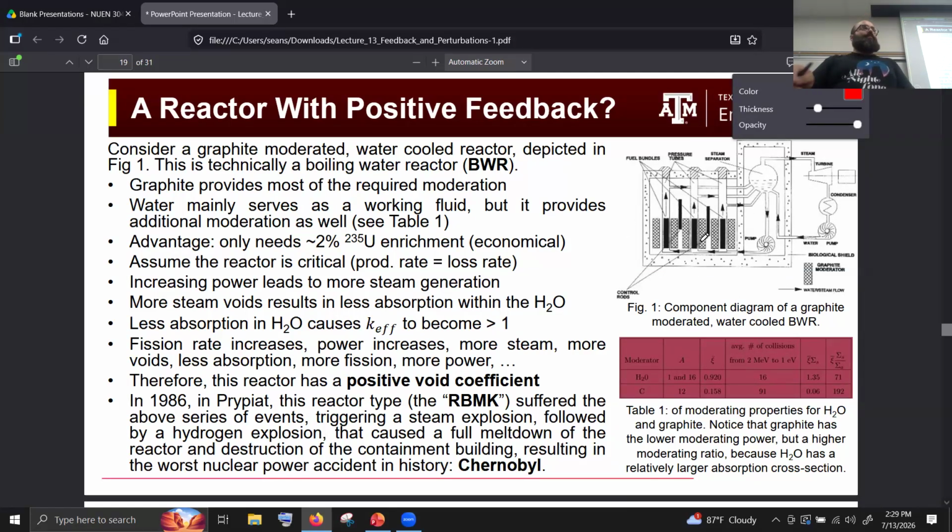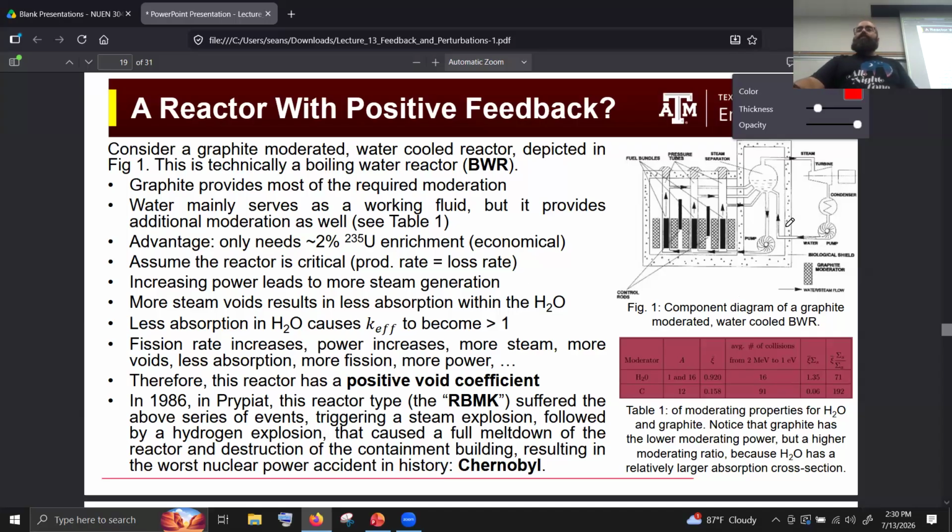So in this case, most of the moderation comes from the graphite, and the water is mostly a working fluid that is used as the heat transfer medium. But because it's water, it still has some moderating ability. And because it uses graphite as a moderator and water as a coolant, you have almost more moderation than you might need, which means that with extra moderation, you can get away with using lower enrichment. So this reactor could actually run on like 2% enrichment, which makes your fuel costs lower.